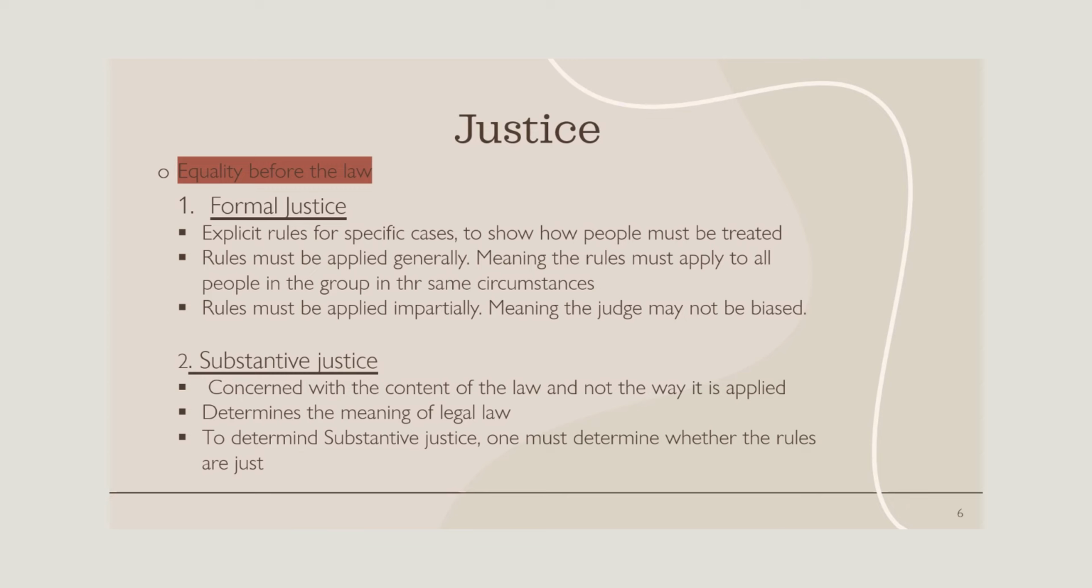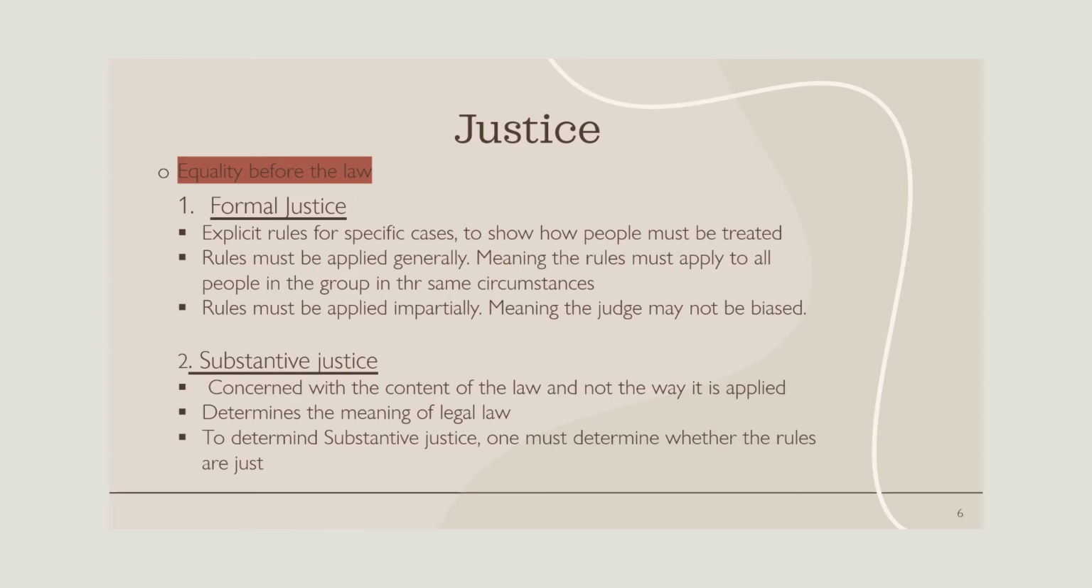If something happens to you and you are the victim, we often make cases against people for certain things that they have done to us because we seek justice, which is equality before the law. Two types of justice: formal justice and substantive justice.